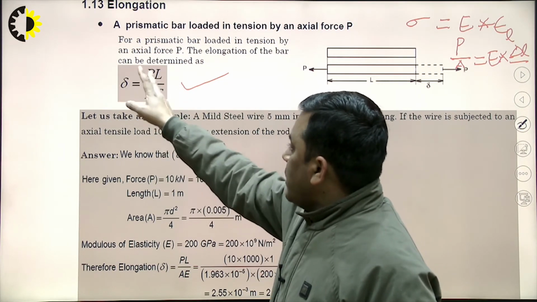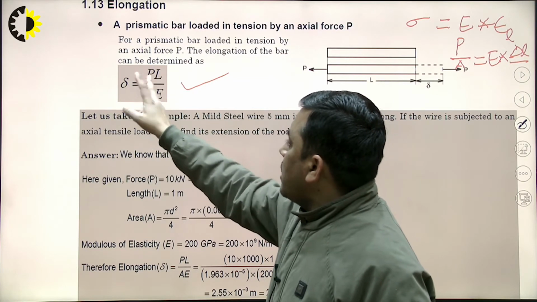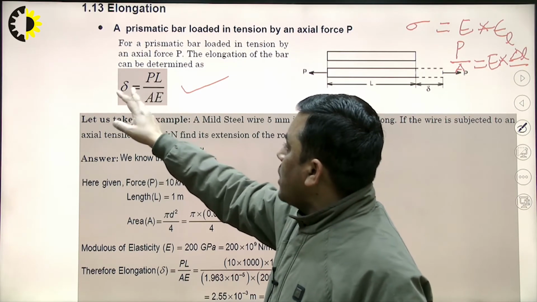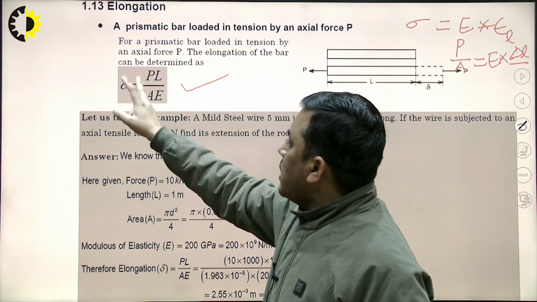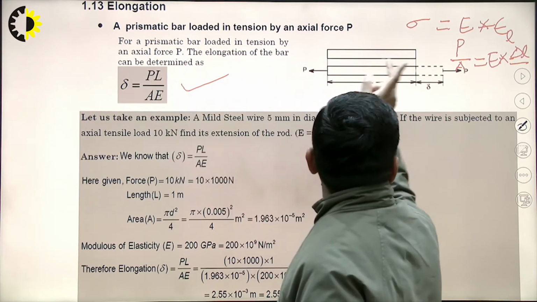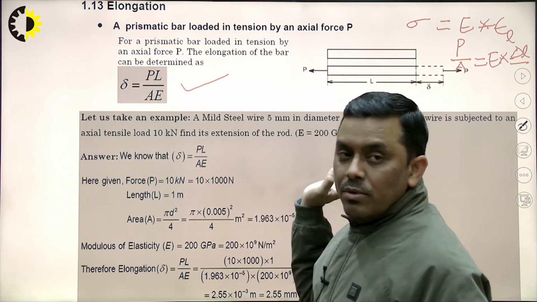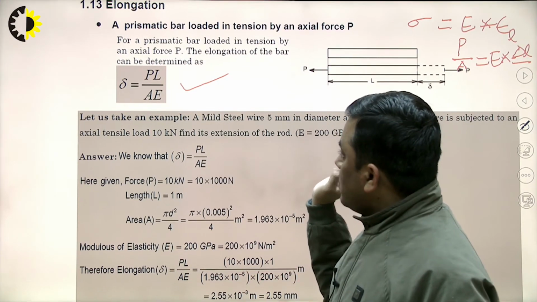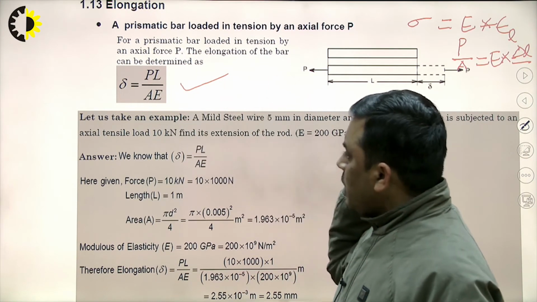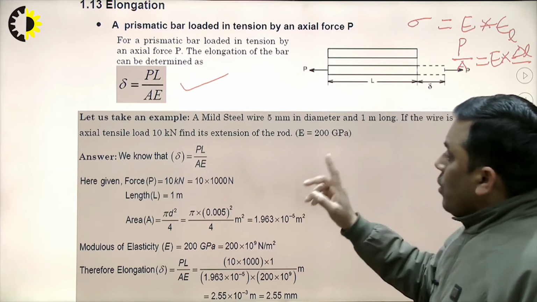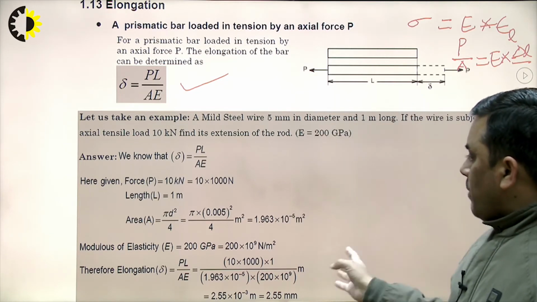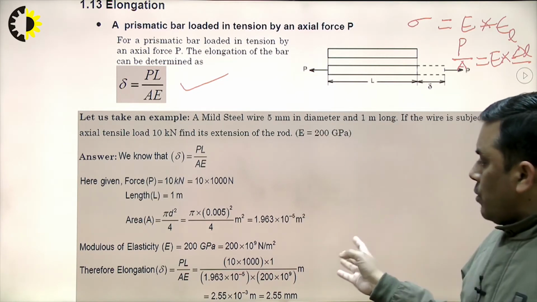It is indicating stress. Delta L upon L indicates what? It is indicating the longitudinal strain, and E is the modulus of elasticity. So this is what we use for finding out the change in length. Okay, now we can go for one simple numerical also.